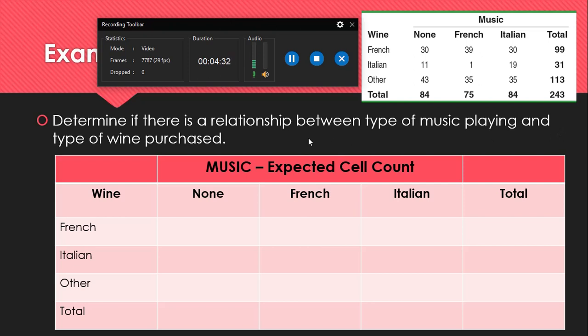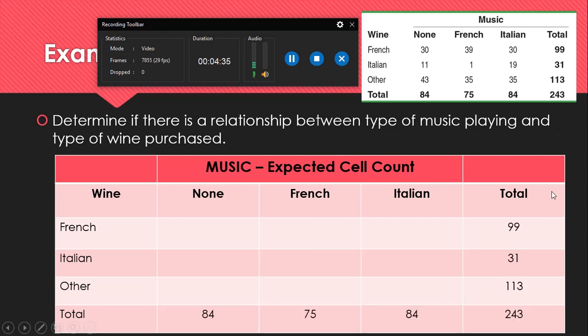Under the none category, remember we want to use our row totals and our column totals to help with the calculation. So I filled those in.